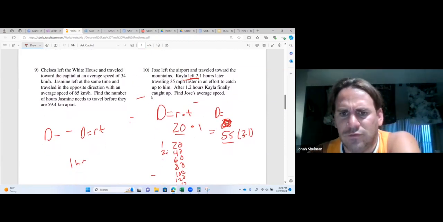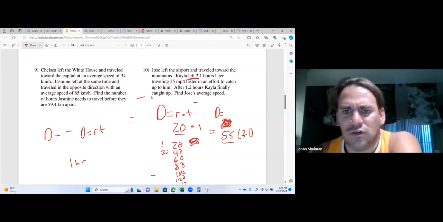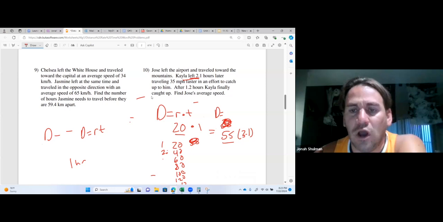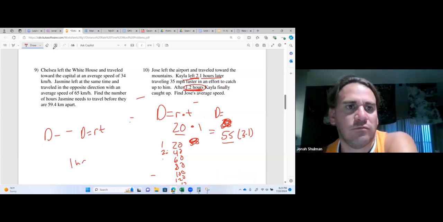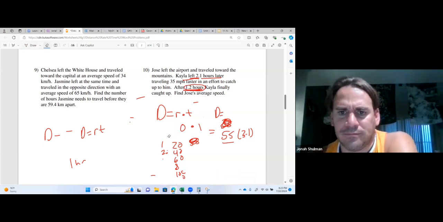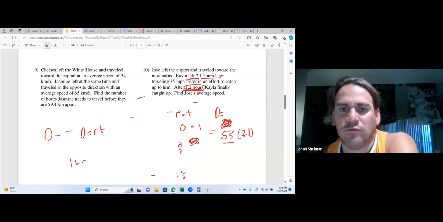And if she's going 55, but she starts, oh, I didn't see this other one. She left 2.1 hours later, and after 1.2 hours, this is the part I left out. Okay. Well, you can't solve it if you don't have all the information, right?